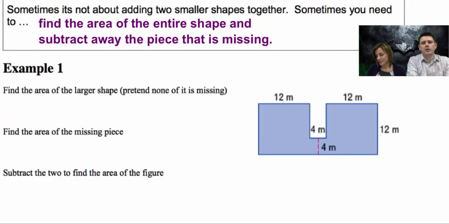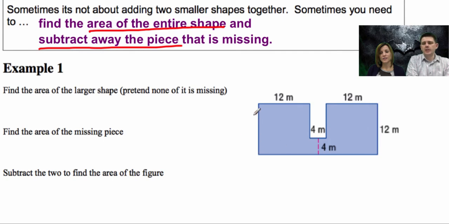All right. Part 2 of the video is sometimes we have to take a different approach. Instead of dividing into separate shapes and then adding them back together, one way to do it is pretend there isn't a hole in the shape. Find the area of the whole shape, then subtract away the piece that is missing.